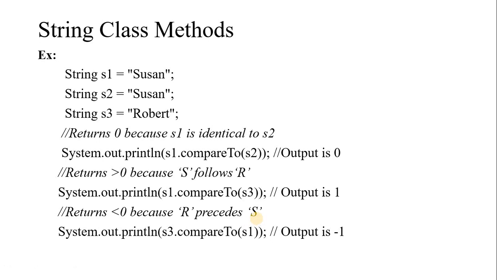Here we are comparing with the alphabetical order only. If the first letter is equal to the second letter, it will always produce 0. If the first letter is greater than the second letter, meaning Z is bigger than A, then, for example, since S follows R, the output is 1. R precedes S, so -1 will be produced.